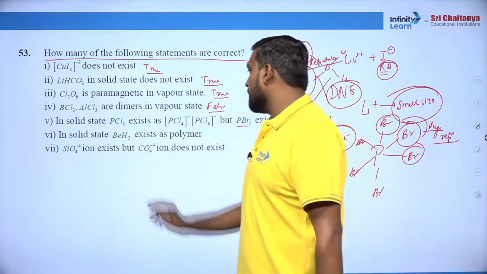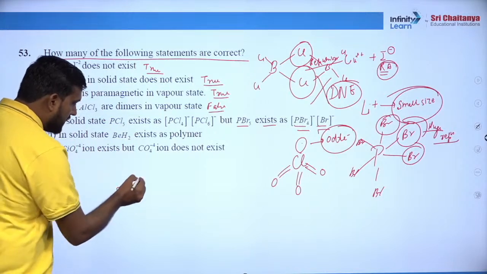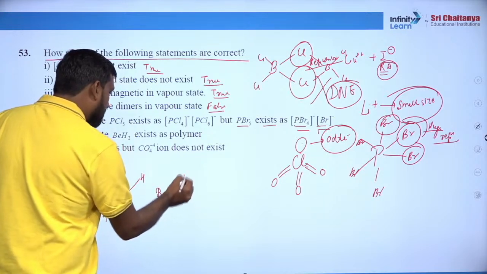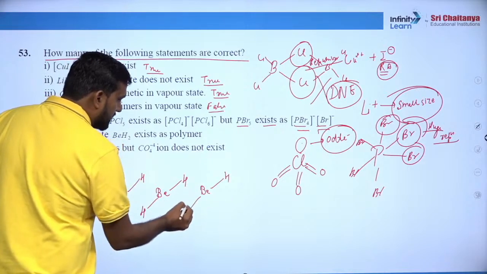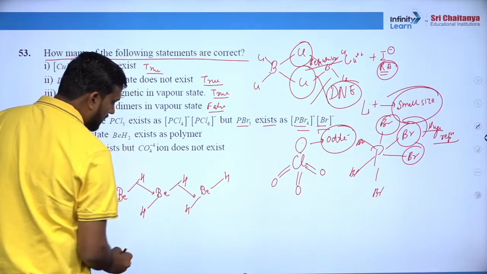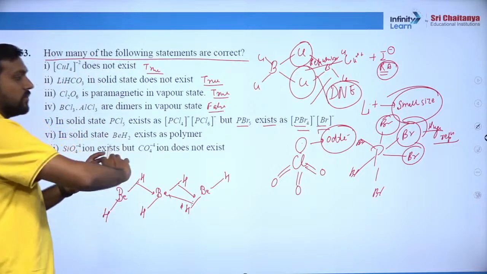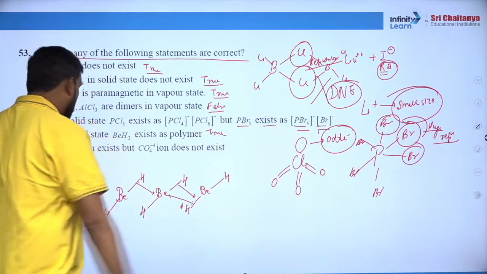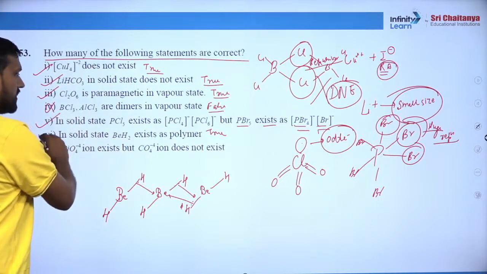In solid state BH2 exists as polymer. Yes, this is completely true. It exists something like this: BH, here there is another H, then B, H, and then H. It exists as a polymeric chain, where these two bonds' electrons are donated here, these two bonds' electrons are donated here, and similarly these two bonds' electrons are donated here, and this forms a whole polymer chain. So this is also true, no doubt in that. So 1 is true, 2 is 3 is true, 4th is false, 5th is true, 6th is true.